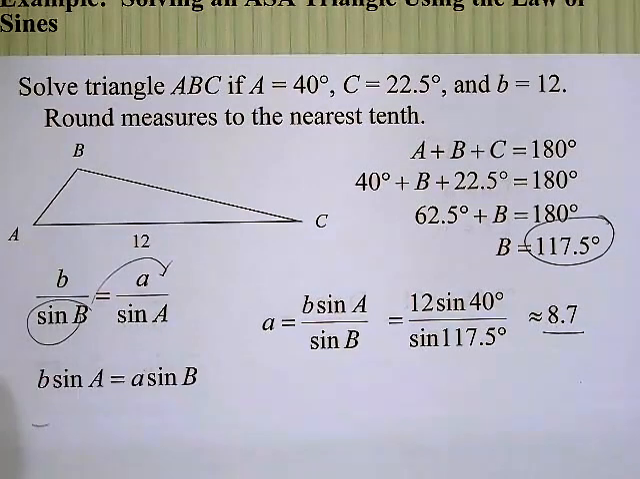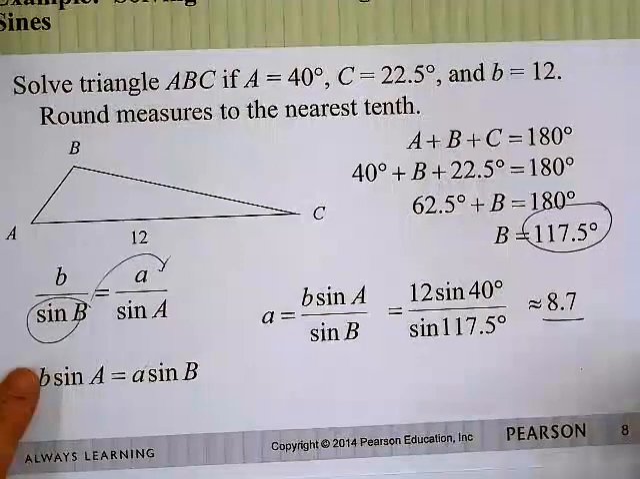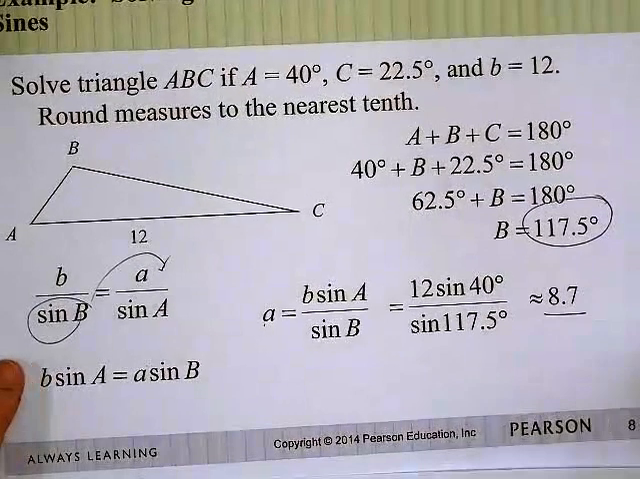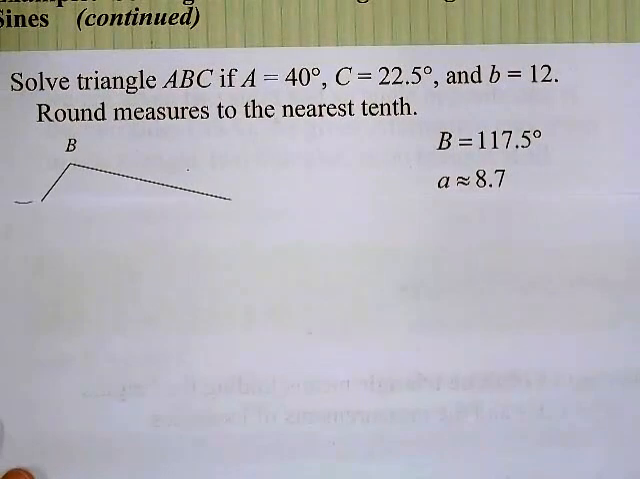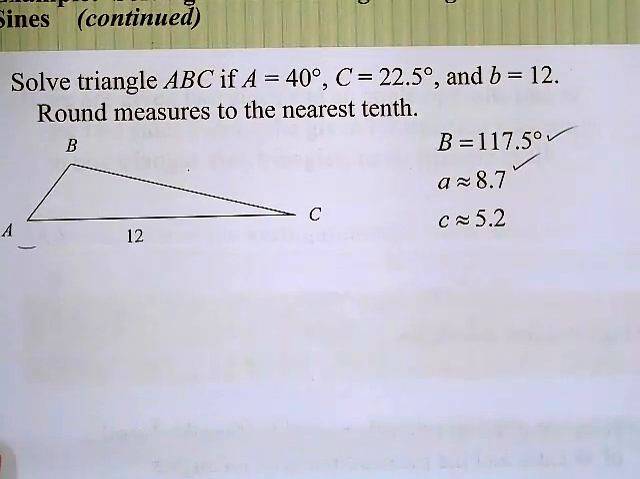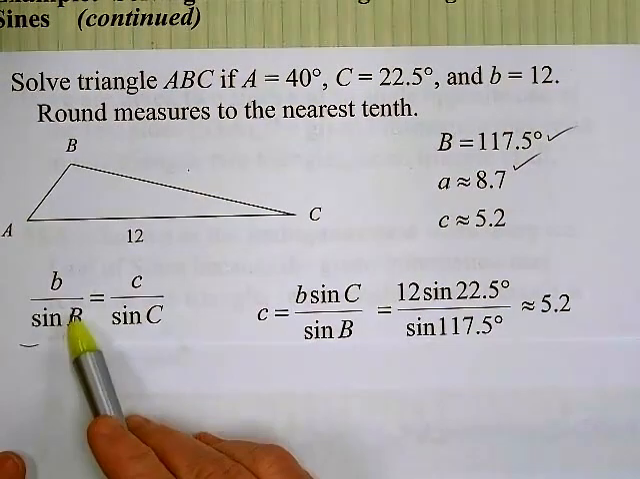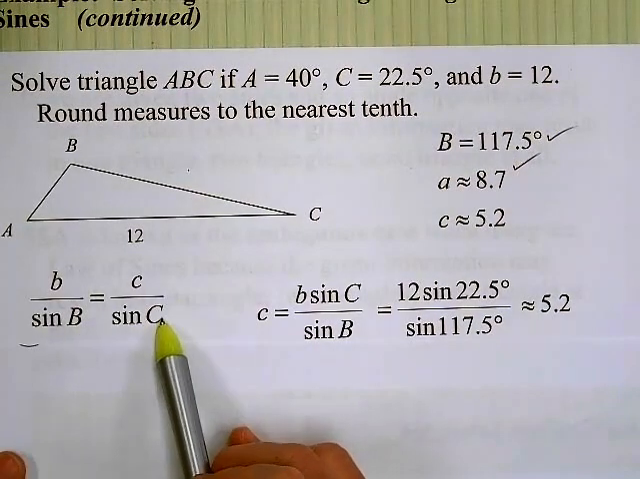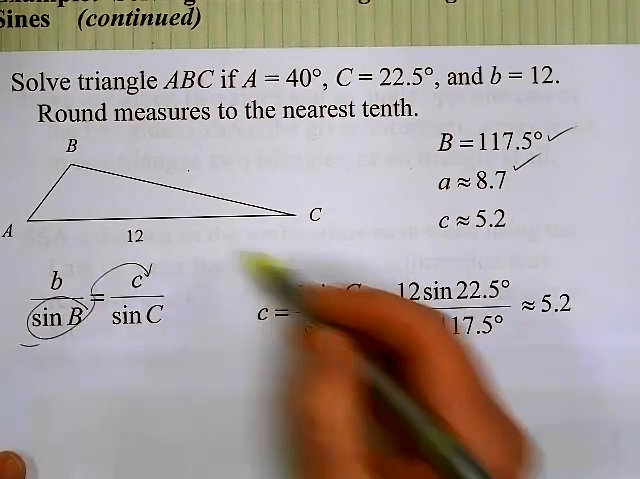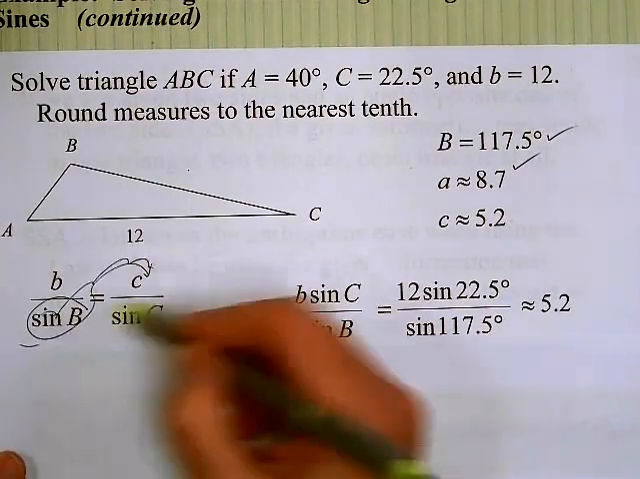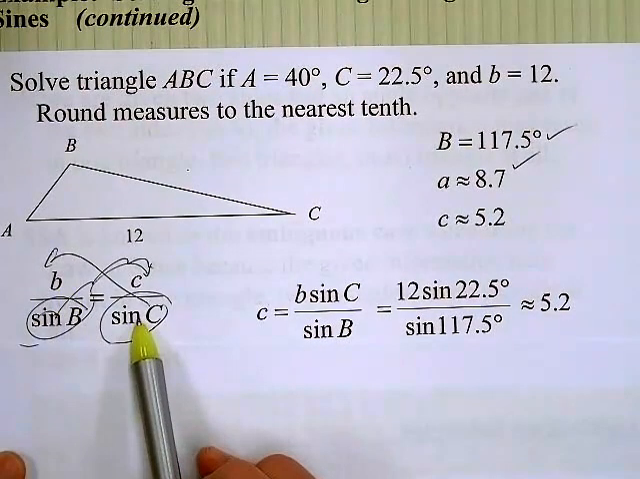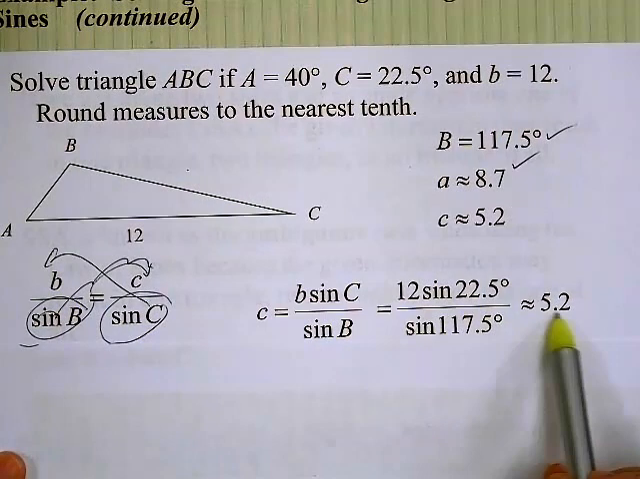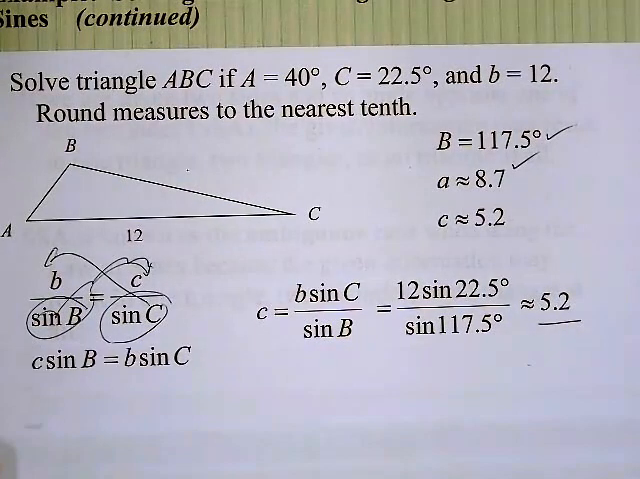So we know that side a is 8.7. We're moving right along. We found this. We're looking for c. b over sine B is equal to c over sine C. Cross products will tell me that c is equal to b times the sine of C over the sine of B. Plug in and you'll get 5.2. These are very easy to use.